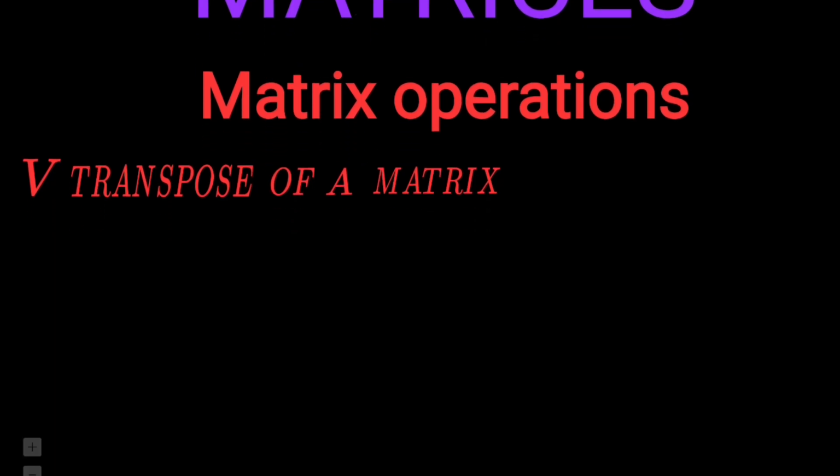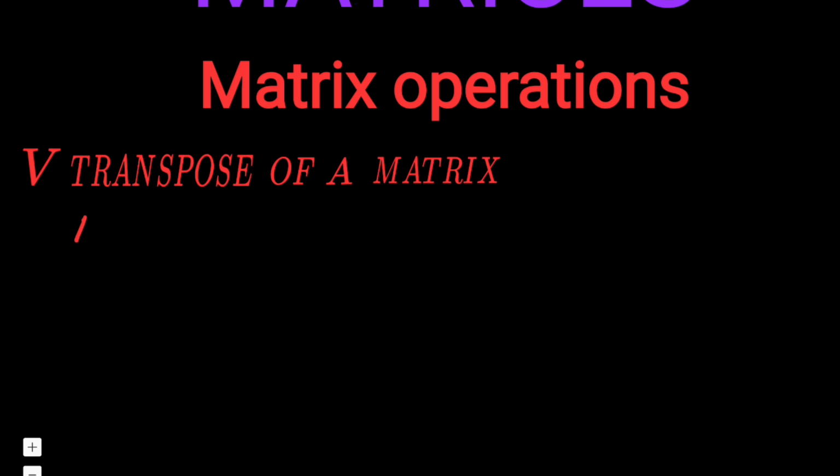Now if we have a matrix, let's say A is equal to Aij, then the transpose of this matrix A can be written as A to the power T. So if you want to write A transpose, you just write A to the power T.